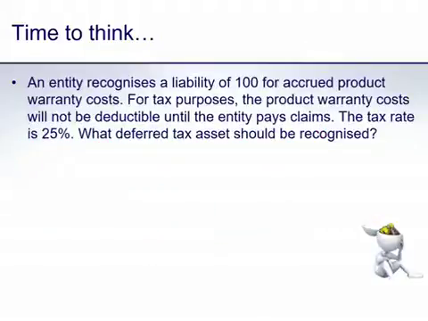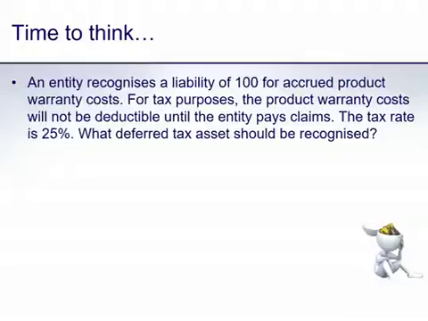In the next example, we have an entity which recognizes a liability of 100 for accrued product warranty costs. For tax purposes, the product warranty costs will not be deductible until the entity pays claims. Once again, the tax rate equals 25%. What deferred tax asset should be recognized?